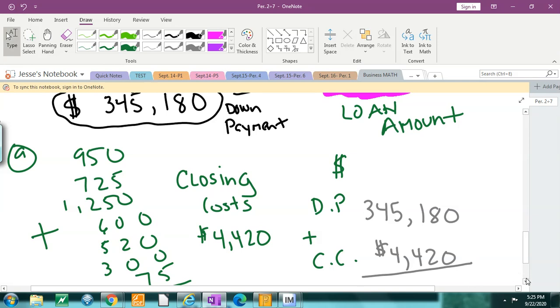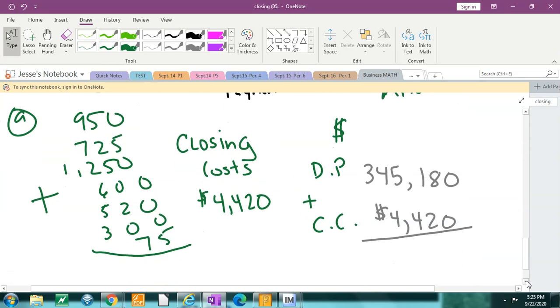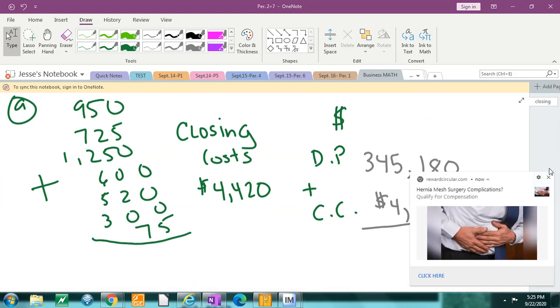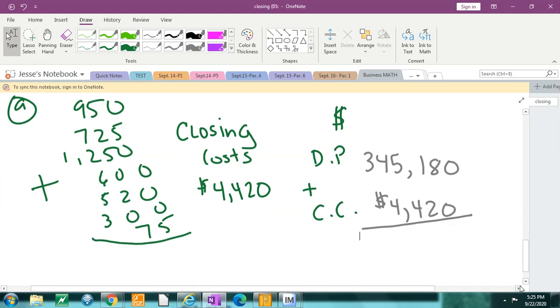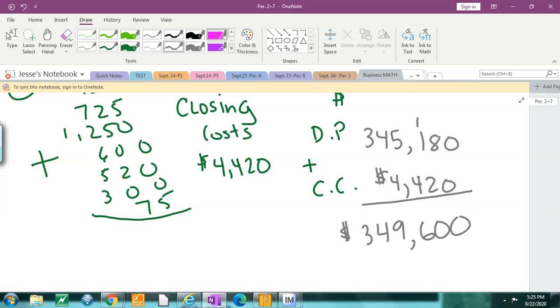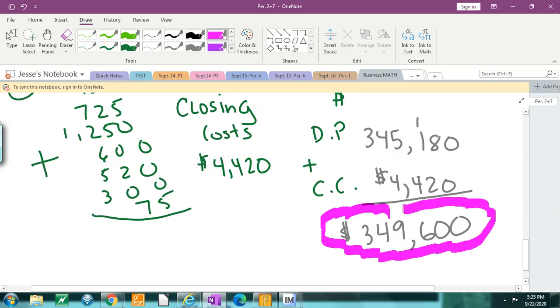All right, hey, you got to pay for your closing costs. So let's add them. This is how much cash you're going to need. It's a lot of money, right? So we got 0. 8 plus 2 is 10. Carry the 1. 4, 5, 6, comma, 9, 4, and 3. So there's your answer right here. 349,000.